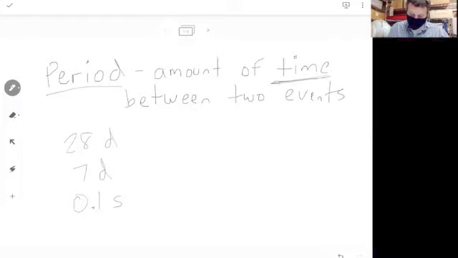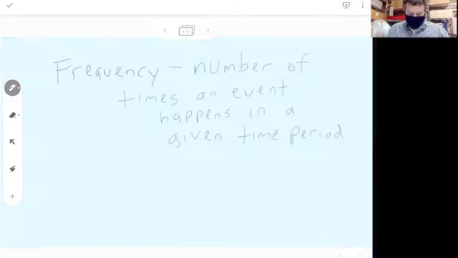So that's one way of knowing that you're dealing with period and not frequency: these will all be in days, seconds, minutes, hours, years, some unit of time in order for it to be period. This is different from frequency, which is how many times an event happens in a given time period. So if the period of something is 10 seconds, that means every 10 seconds it happens once. Period has the symbol capital T because it's a special unit of time. Frequency, we're going to frequently use lowercase f.